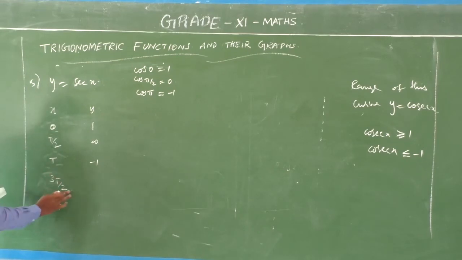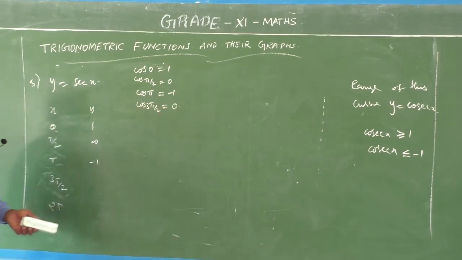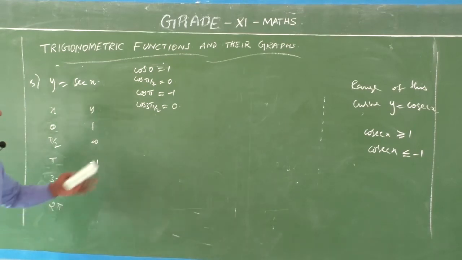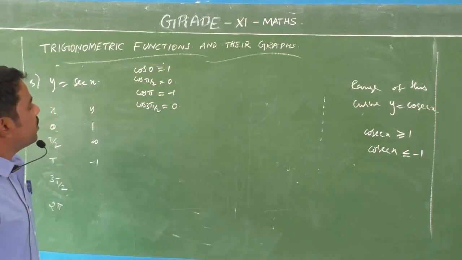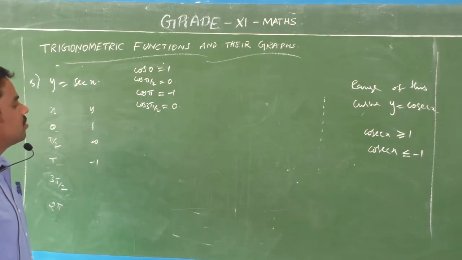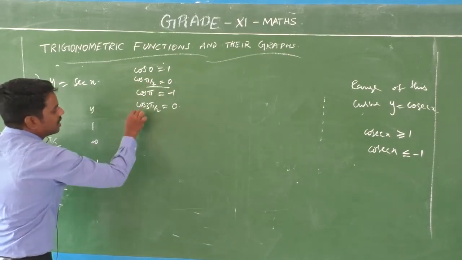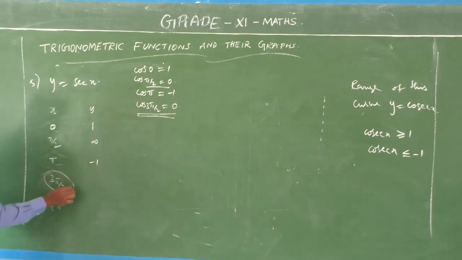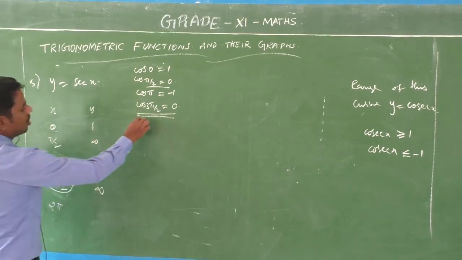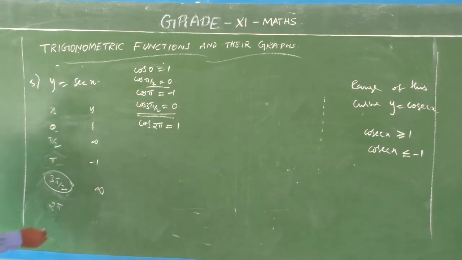At x equal to 3 pi by 2, cos 3 pi by 2 is equal to 0. As in the last class, odd multiples of pi by 2 are all 0 in the cos x function. So cos pi by 2 is 0, and cos 3 pi by 2 is 0. So secant 3 pi by 2 is 1 by 0, infinite. And cos 2 pi is 1, then secant 2 pi is 1 by 1, which is 1.